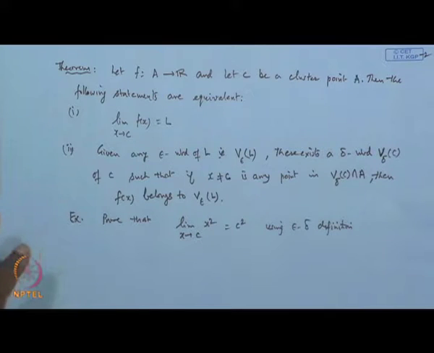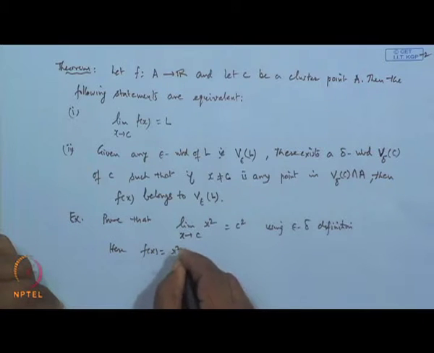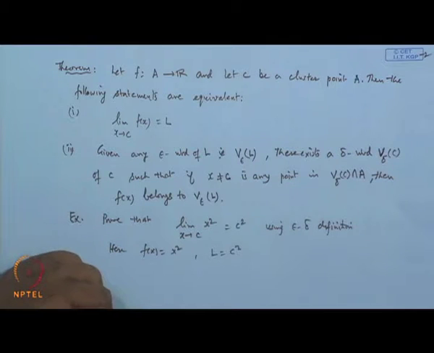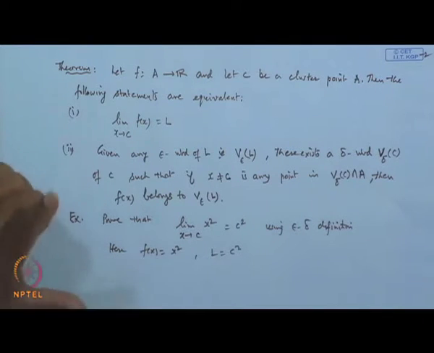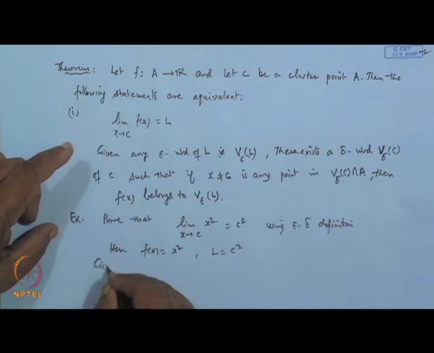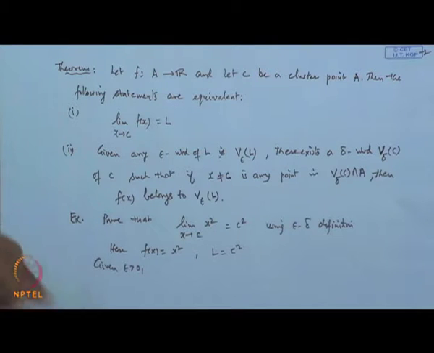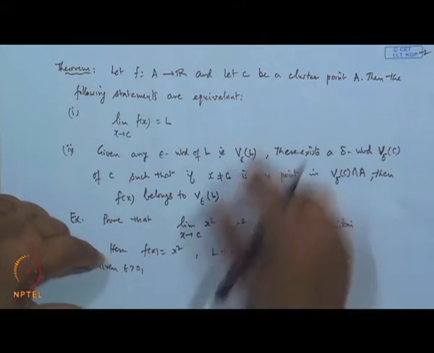Okay. So, what is our function? Here the function f(x) is x squared, and L is c squared. What we want is, for epsilon, we will choose first. So, let epsilon be given. Given any epsilon greater than 0, we have to identify the delta so that this condition holds.